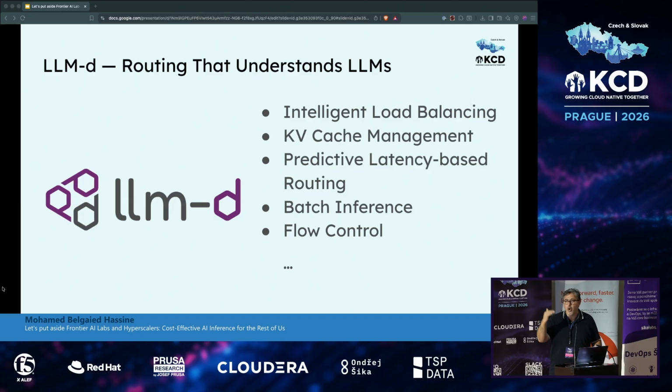If you want low latency, you need to route to the right pod that has the right context in the VRAM. Anyway, LLM-d has a lot of features, but this is the most interesting feature, I think, which is intelligent load balancing, KV cache management and handling, and latency-based routing.